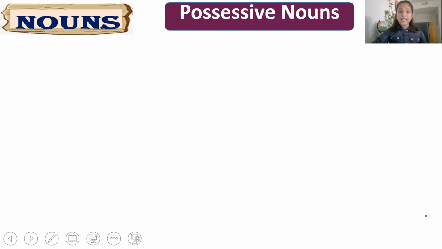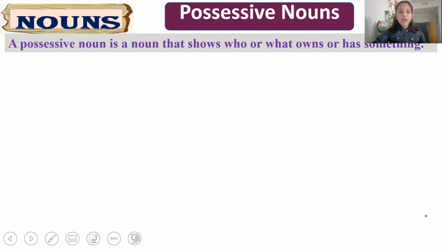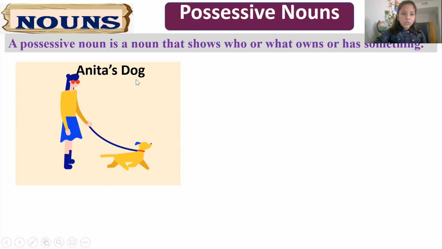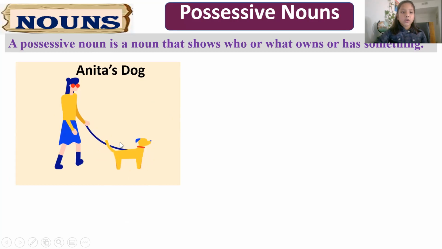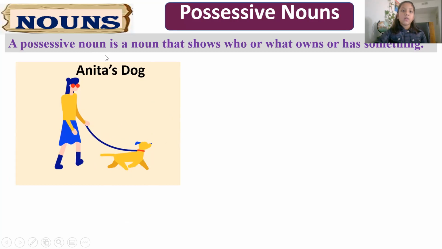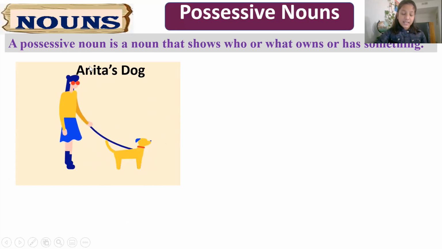Possessive nouns. A possessive noun is a noun that shows who or what owns or has something. Like Anita's dog. Here, Anita's dog. Whose dog is it? Anita's. So Anita is showing ownership by being the owner of the dog. So how do we say this? Anita's dog.